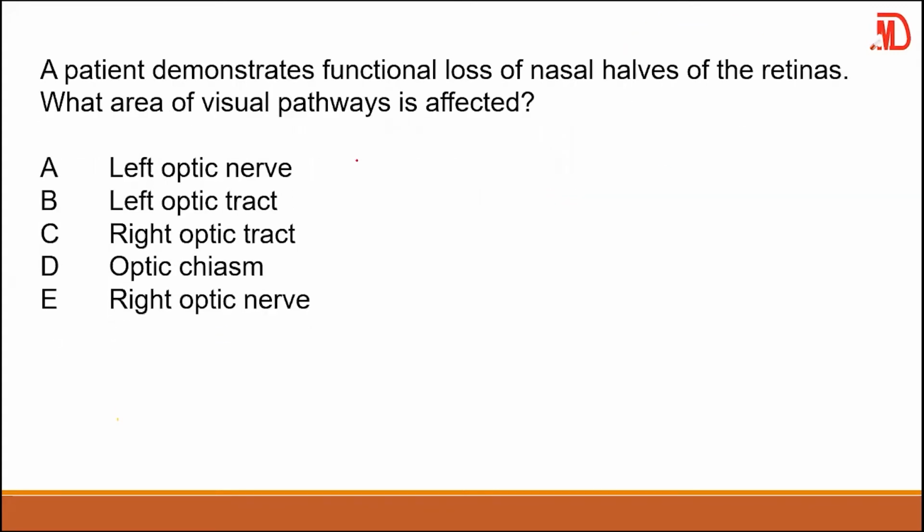A patient demonstrates a functional loss of the nasal half of the retinas. What area of the visual pathway is affected? So here, we're talking about loss of the nasal half. Which part of the visual pathway can be impaired? That's the question.